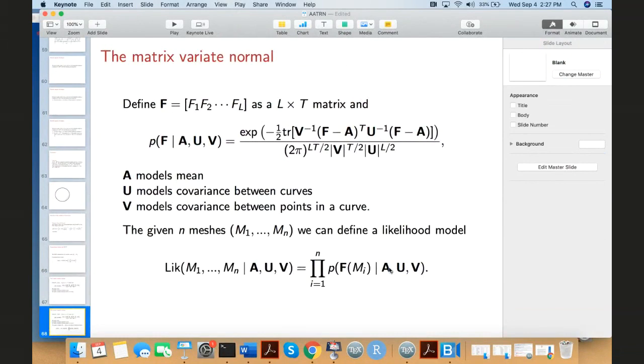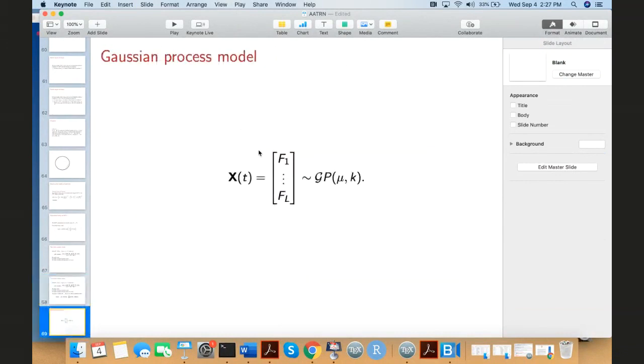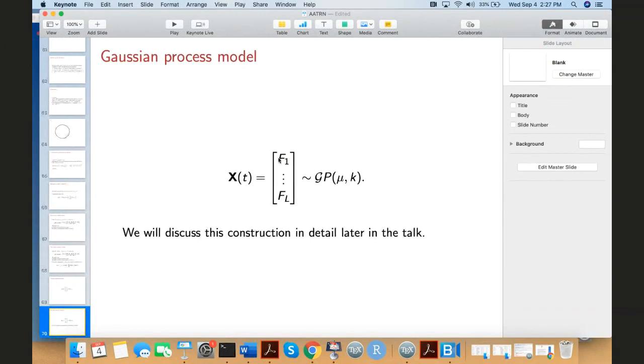Now, if you did not want to discretize the curves, there's a model, which I will get back to very soon, called a Gaussian process model, which lets you model these curves, okay? And we'll jump into that very soon.